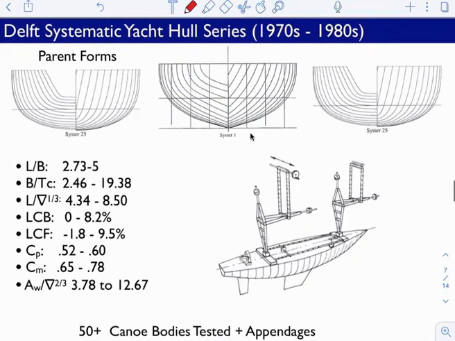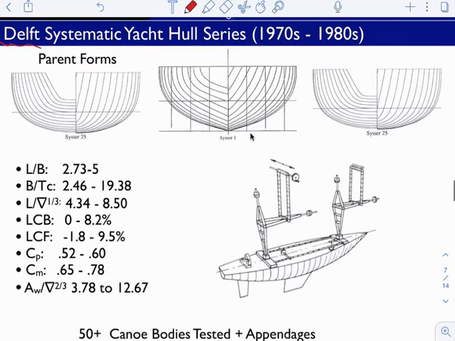The best known series for yacht hulls or sailing boats is the Delft systematic series, and this is done in the Netherlands. I wrote 70s to 80s, but this work continues to today. I think there was one particular systematic series that was done at that time, but they're still heavily involved in this kind of work.